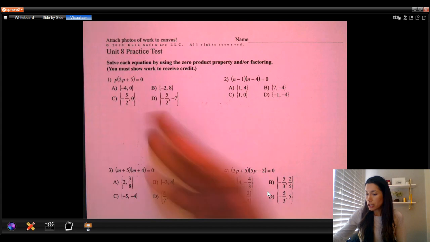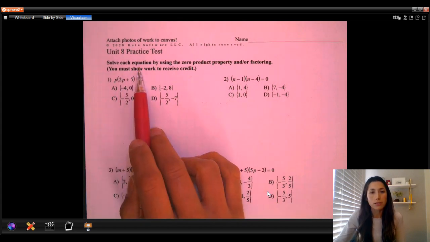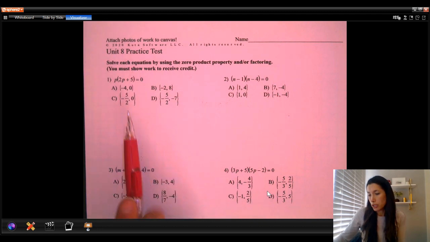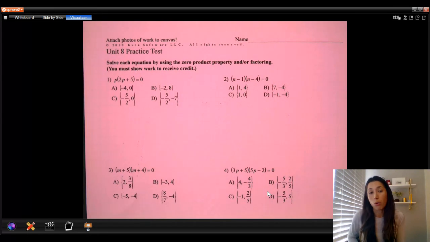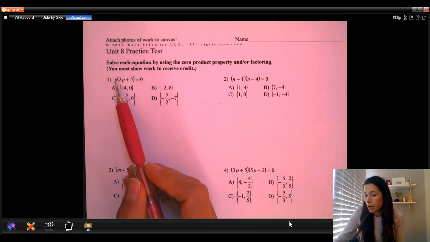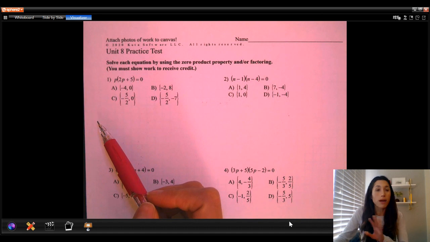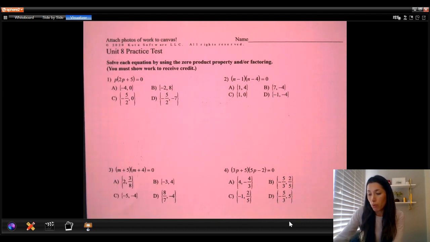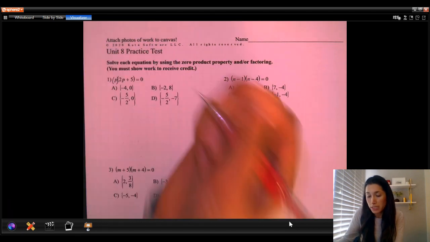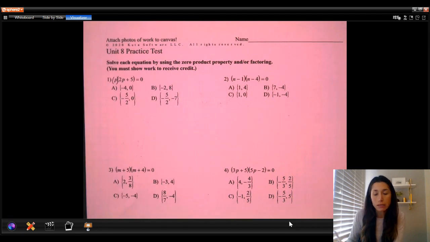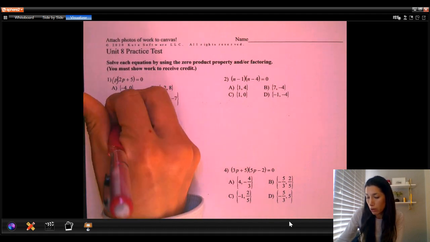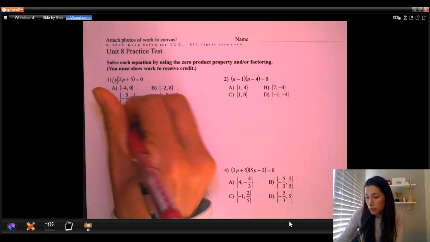So first page here, we are solving each of the equations by using the zero product property and/or factoring. Questions 1, 2, 3, and 4 are already factored for you, so all we're going to do here is use the zero product property. We don't have to factor because it's already factored. On the first question, it might be helpful to place a set of parentheses around that first P. Remember that we have to take each factor and set it equal to 0.